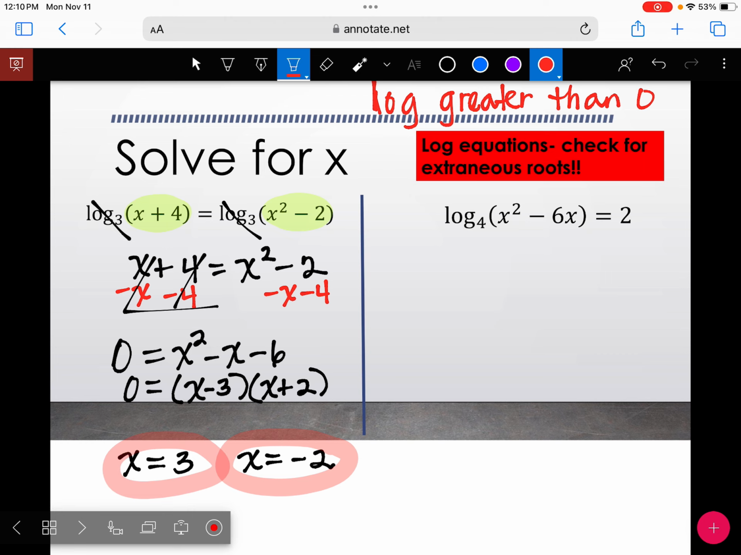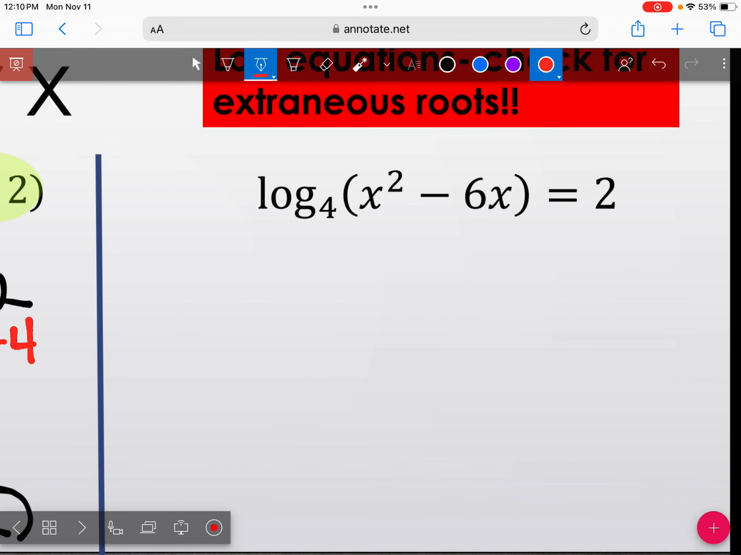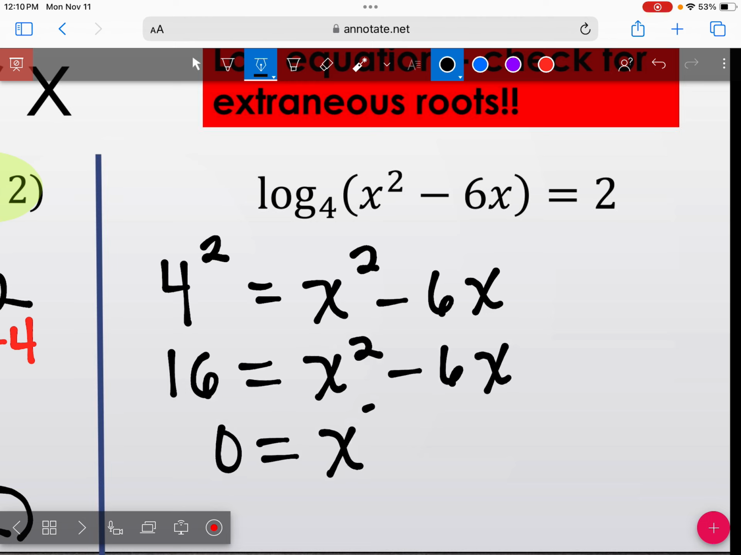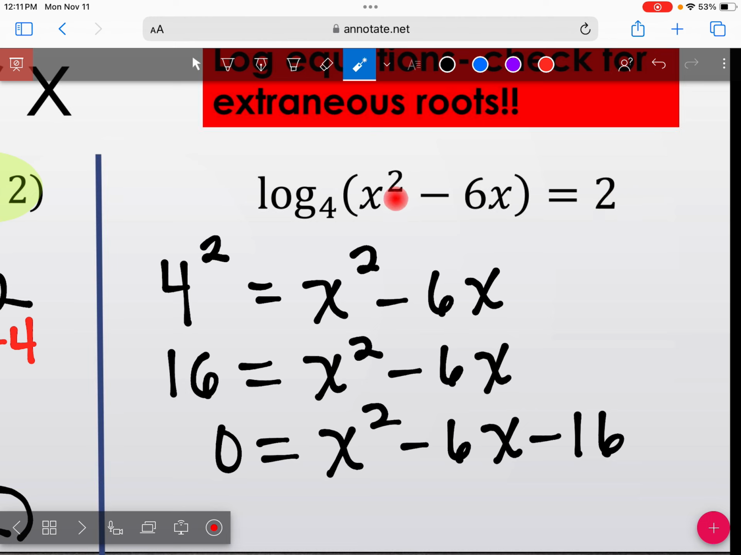All right, let's look at this next one. Do we have a log on both sides? No. So we need to do a rewrite. When I rewrite it, it's going to be 4 to the power of 2 equals x squared minus 6x. 16 equals x squared minus 6x. Go ahead and factor that down. How do we get to the 4 squared? You have to do a rewrite. Going back to what we learned last week, this is the base, this is your exponent, this is the answer. 4 to the power of 2 equals the answer.